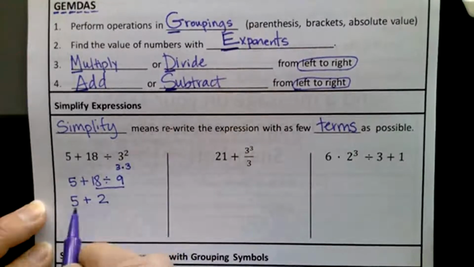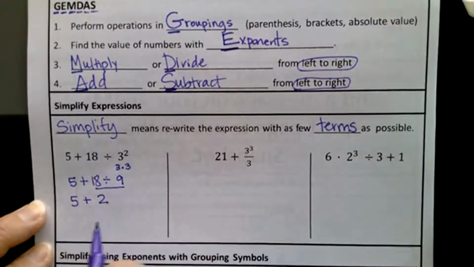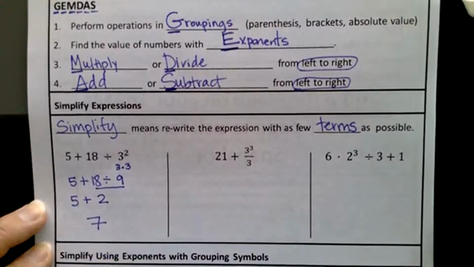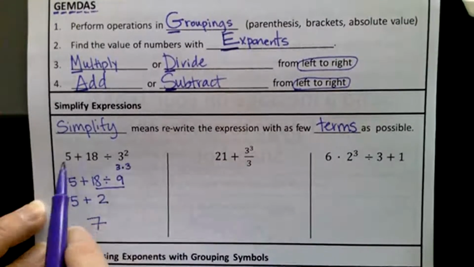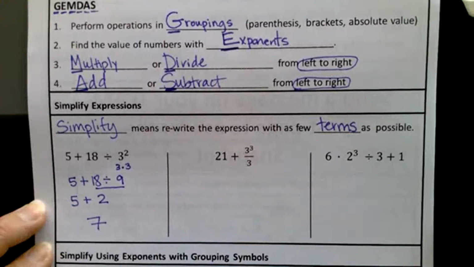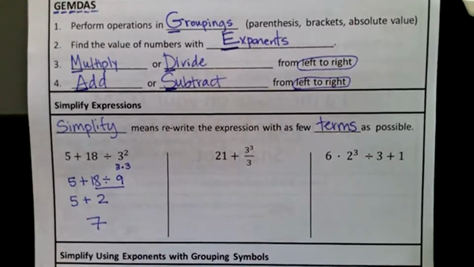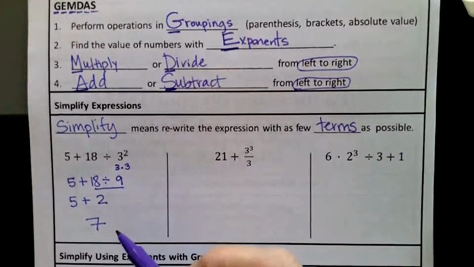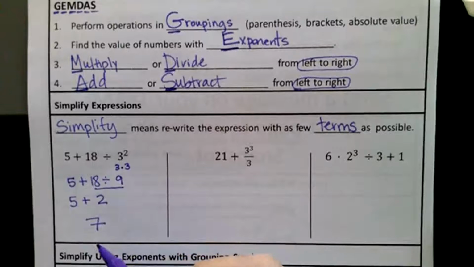Last but not least, I'm going to do addition or subtraction. So the final term is 7. So I took that entire expression and made it all the way down to 1 term, or 1 number. All right, that is following the order of operations to get the right number at the end.